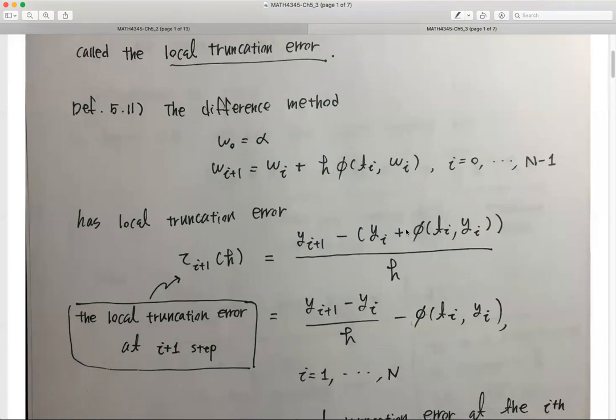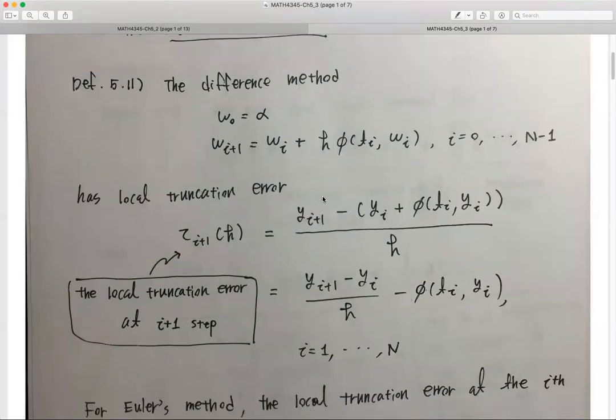and I think I missed the h, so there is an h here. I missed writing h right there. So y_i plus h times phi_i, that's the w_{i+1} in the difference method, right? So the difference between y_{i+1} and w_{i+1}: y_{i+1} is the exact value at time t_{i+1}, and w_{i+1} is the approximation obtained by the difference method at t_{i+1}. So divide by h.